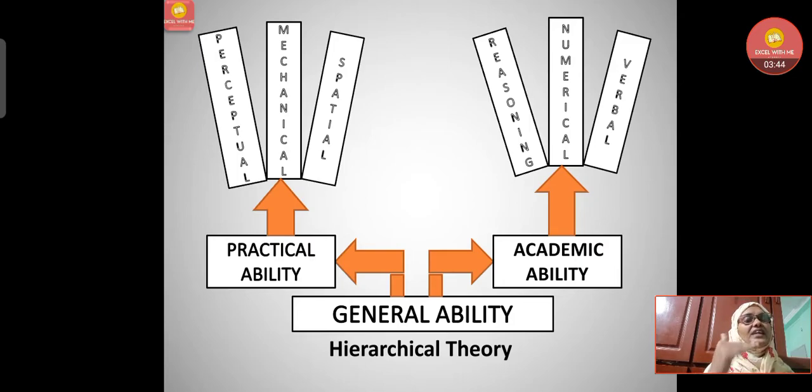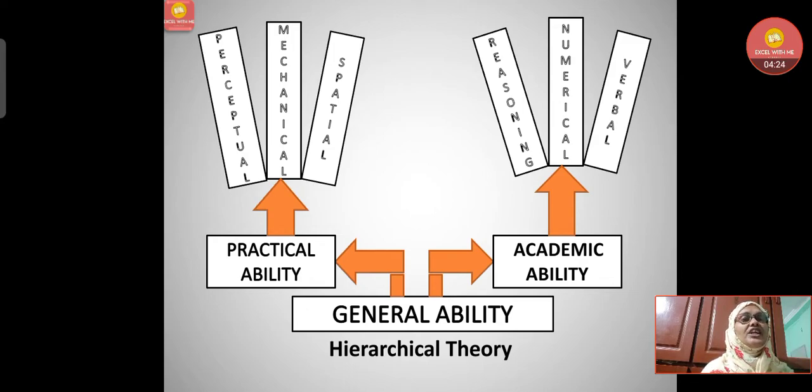Practical ability. This hierarchy starts with general abilities split into 2. One is practical ability, the second one is academic ability. In practical ability, what happens? Perceptions. People will give practical experience with their experiences. Their perceptual knowledge will come in this type of ability. Then mechanical. They may be intelligent in mechanical also. And then spatial, related to speed, distance and all, they are intelligent enough in this practical ability also.